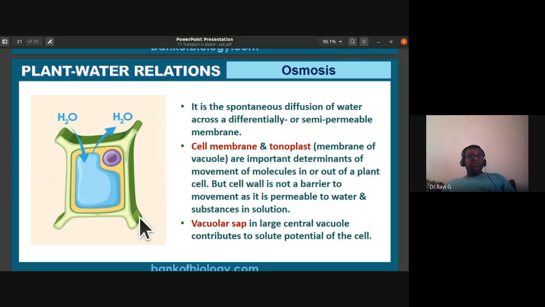You know that the cell wall is not a barrier because it is a non-living component of the cell, and it is permeable to water and solution. So water and substances dissolved in a solution are permeable to it. Whereas the cell membrane is semi-permeable, you know about that. So selectively they allow the substances to enter through them.